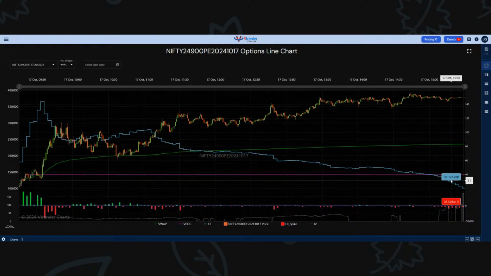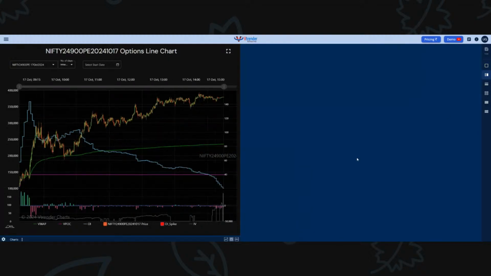So the same chart, let us have a look at the order flow and do what we did with the 25,000 put.